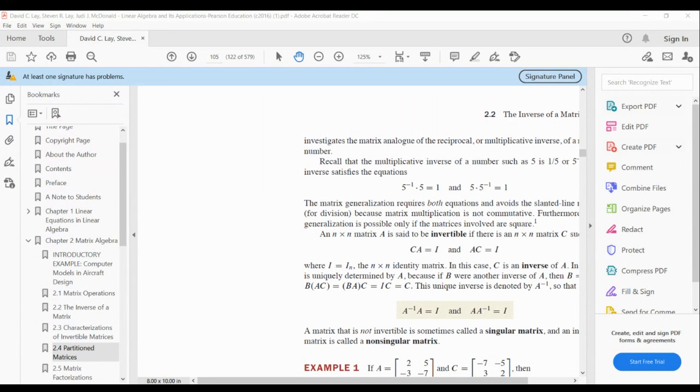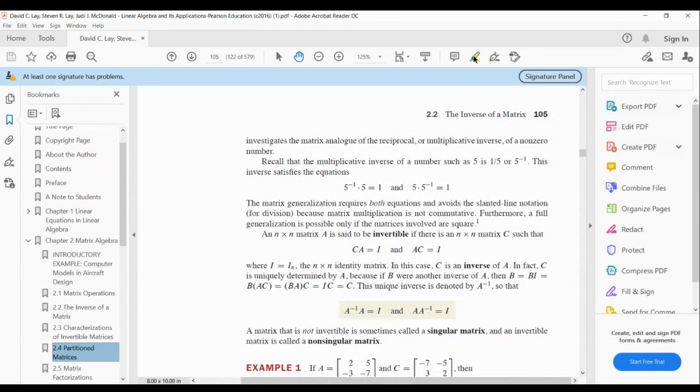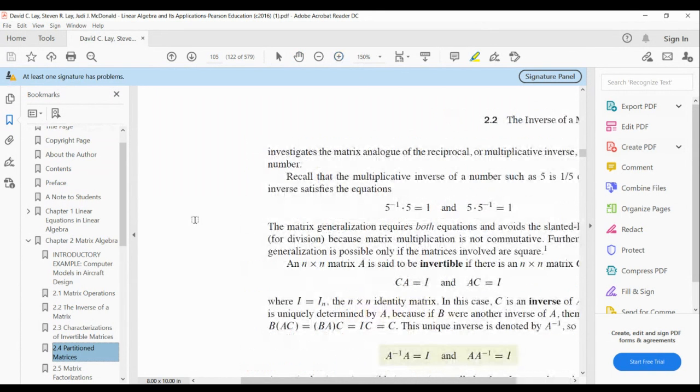Okay, so we're in section 2.2. We're talking about inverses of matrices. So an inverse of a matrix, first of all, for a matrix to be invertible, it has to be a square matrix. Okay, and I like this little marker here. I think this worked rather nicely last time.